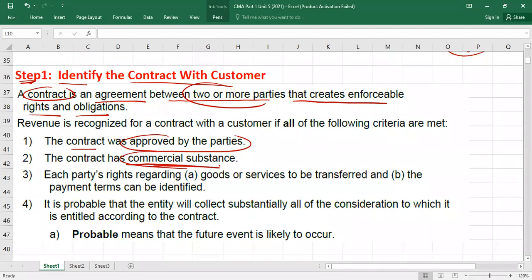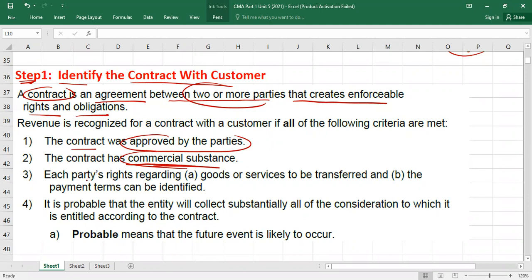Understood? What was the first point? Contract must be approved by the party. You have to memorize this to solve the practical question. Second point is what? Contract must have a commercial substance. And what is point number 3?